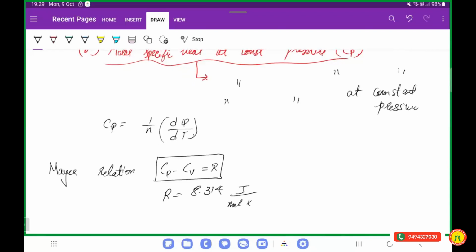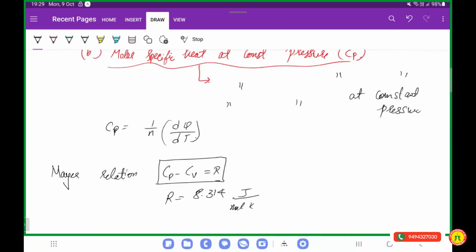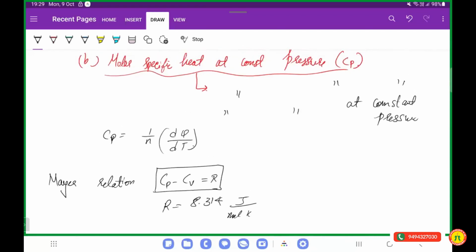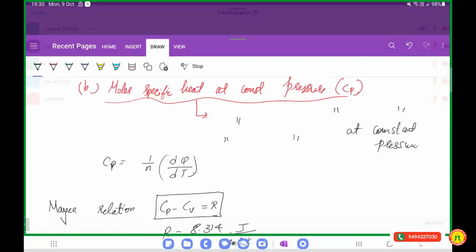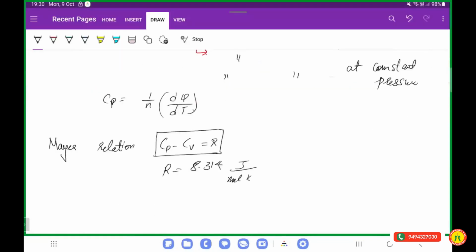Can I scroll now? Samhita, done writing? Yes, sir. Okay, Janvi, Akshit, complete. Chalo, theek hai.